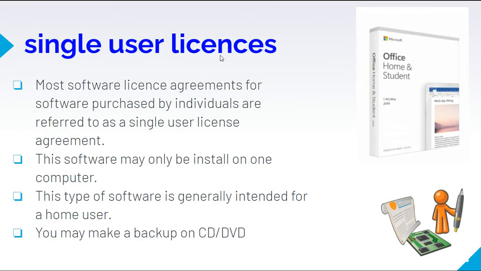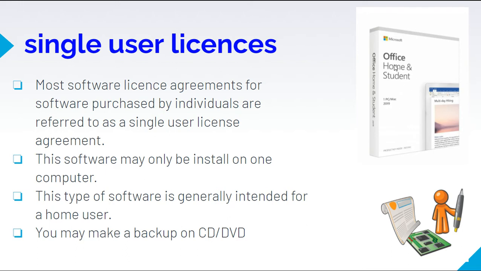Single user licenses. Most software license agreements are for software purchased by individuals. And that would be referred to as a single user license agreement. So if you're buying a program to be used by individuals, someone in a home, students, you are going to be buying a single user license agreement. The software may only be installed on one computer. This type of software is generally intended for a home user. You can make a backup on a CD or DVD, but it's only intended to be used on one computer. It will only work on one computer.